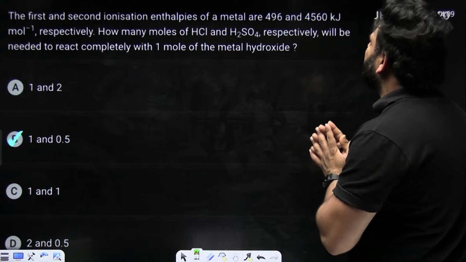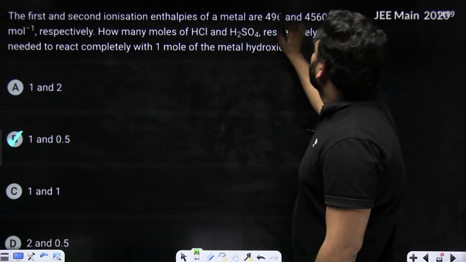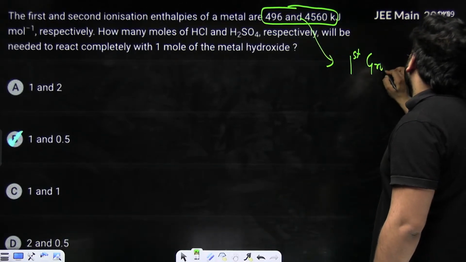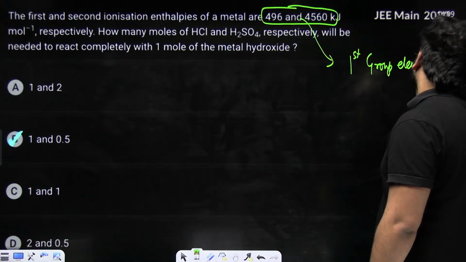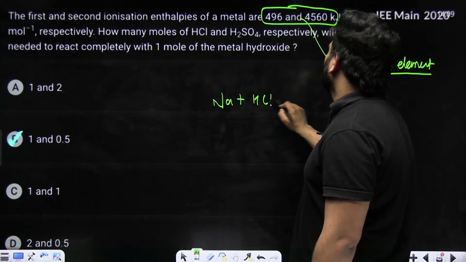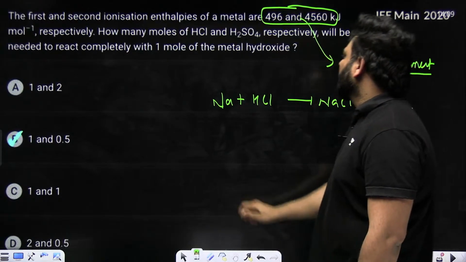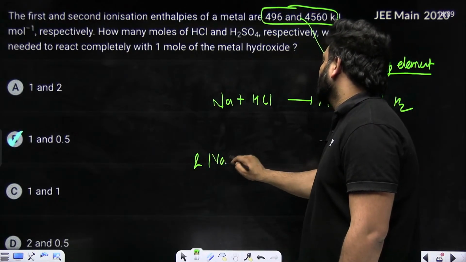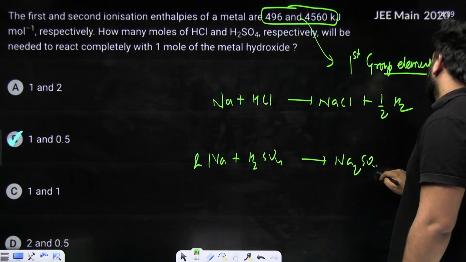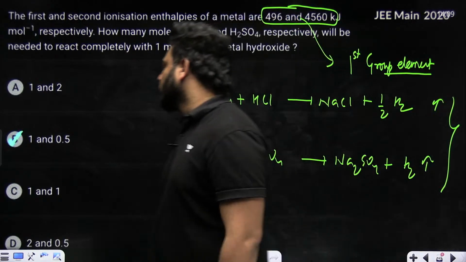The first and second enthalpies are these. How many moles of HCl? So there is a huge gap between first and second. That means it's a first group element. Let's say the element is sodium, which reacts with HCl to give NaCl plus half of H2, and if it reacts with H2SO4, 2Na plus H2SO4 gives Na2SO4 plus 1 H2 molecule. So what is the molar ratio between them? So 1 and 0.5 is the correct answer.